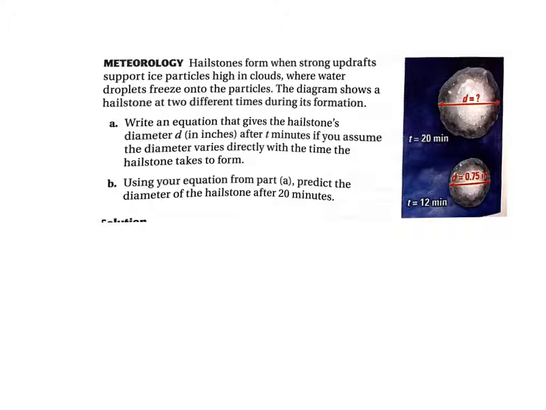They're going to give you a couple of applications. This one says hailstones form when strong updrafts support ice particles high in the clouds where water droplets freeze onto the particles. The diagram shows a hailstone at 2 different times in its formation. Part A, write an equation that gives a hailstone's diameter after t minutes, if you assume the diameter varies directly with the time. So it's going to look just like that.